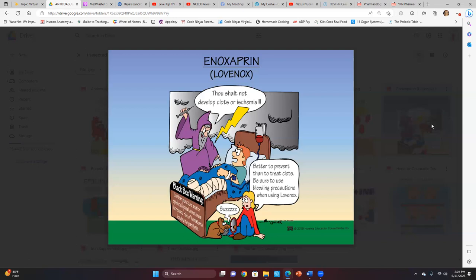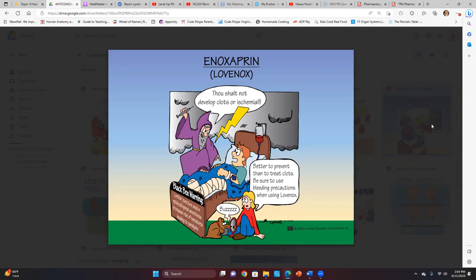Do not give. So these are your contraindications for enoxaparin. Do not give if the patient has a history of heparin-induced thrombocytopenia. Remember, thrombocytes are platelets. Thrombocytopenia is low platelets. Heparin-induced thrombocytopenia is low platelets due to heparin therapy.